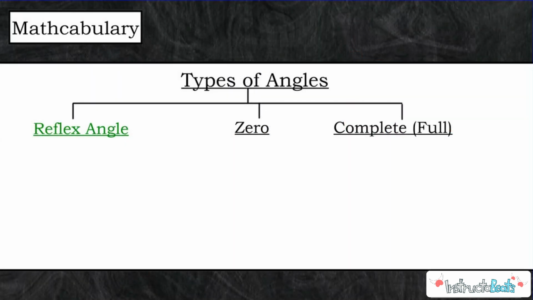Thank you, Kenny from the Jets. There's actually 3 other types that we're going to talk about. We have the reflex angle, the zero angle, and the complete angle, which some people call the full angle.